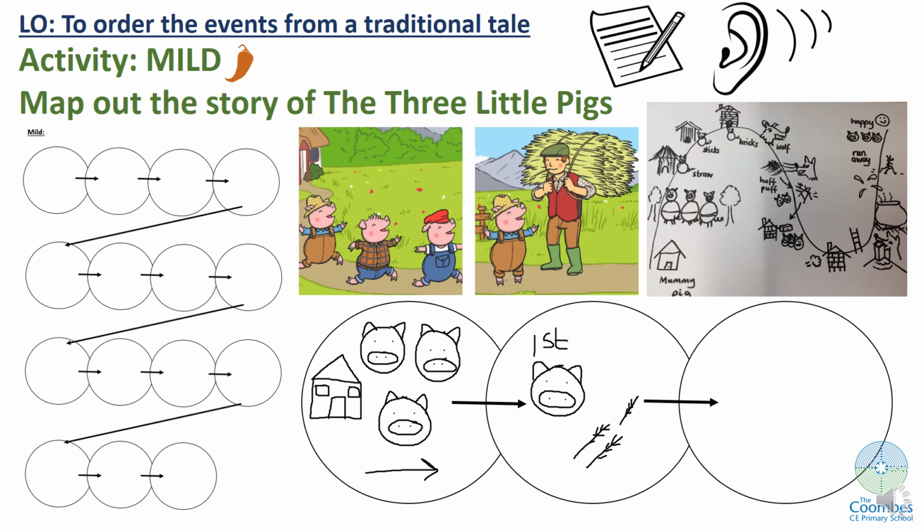So you draw each picture of the story. You can use yesterday's pictures to help you, and then just carry on until you've got every picture in a circle. So each picture from the story is a circle on the text map or on the story map. So if you'd like to give the mild activity a go, you may start now. If you want to listen to see what the medium and hot challenges are, have a listen and keep playing the video.